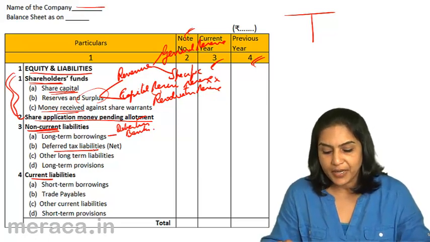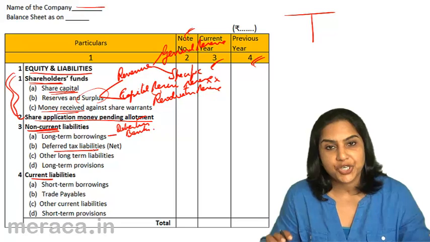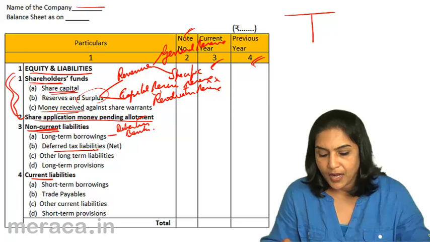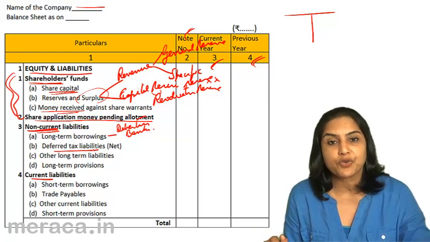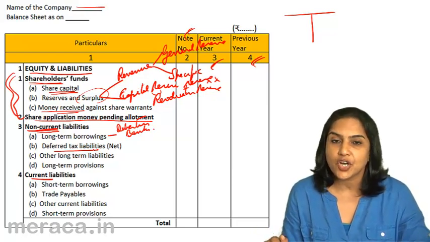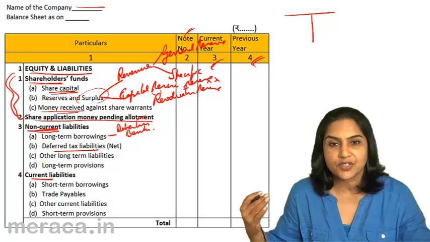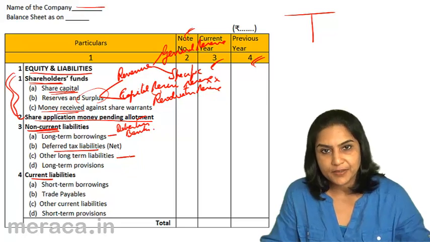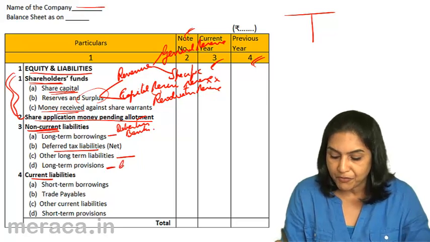Any other long-term liability, for example, if we buy machinery on hire purchase and the installments are paid over a period of 5 years, then the installments which are due only after a year, only after 2 years, 3 years, 4 years, etc., would all come under other long-term liabilities. Then we have long-term provisions. Long-term provisions could be for employee benefits like gratuity, etc.